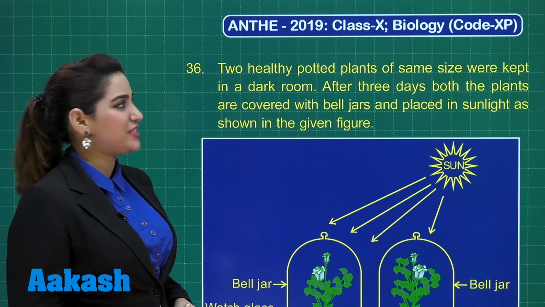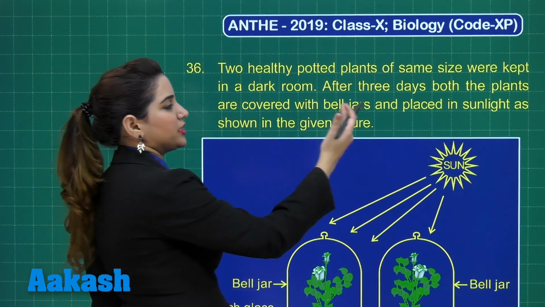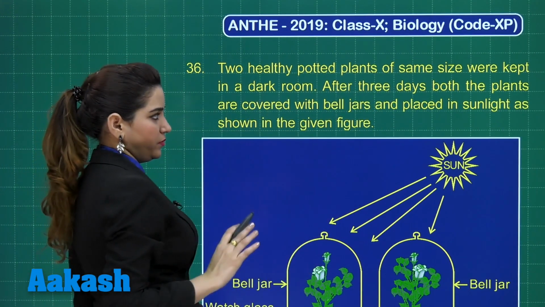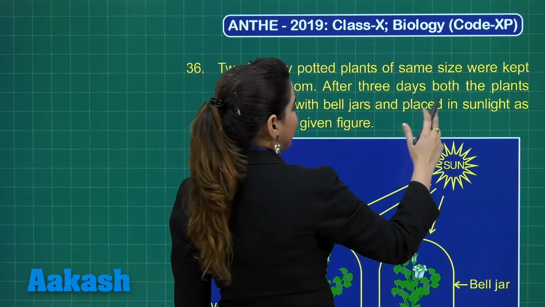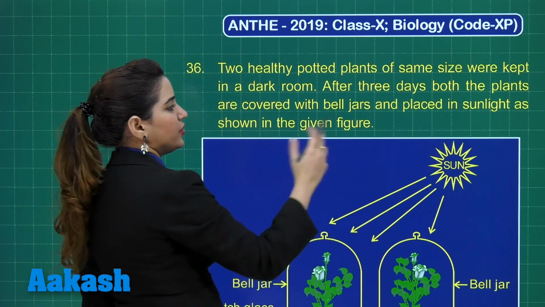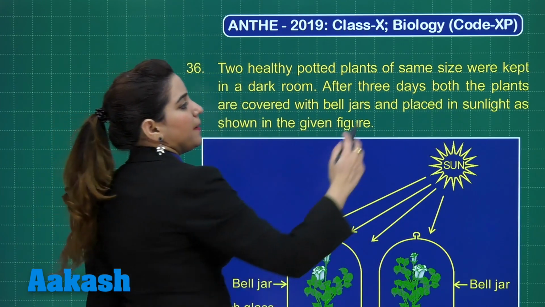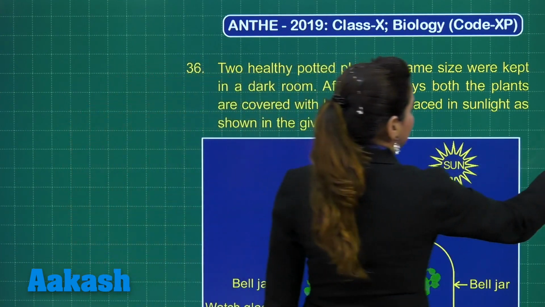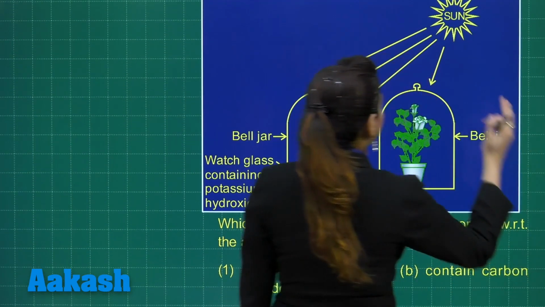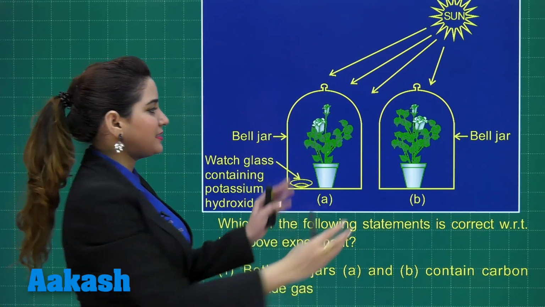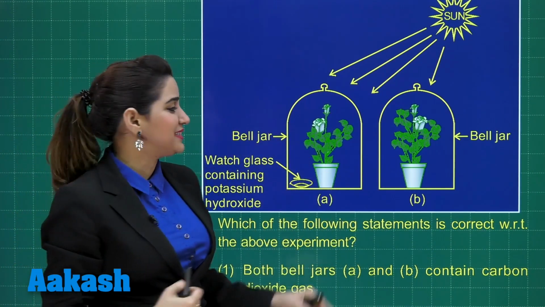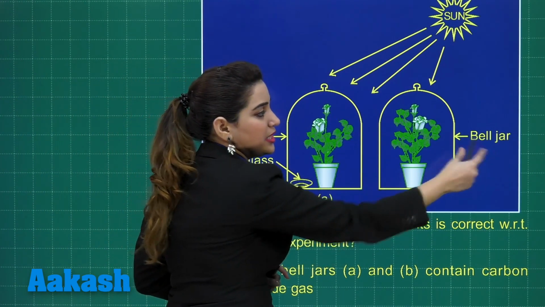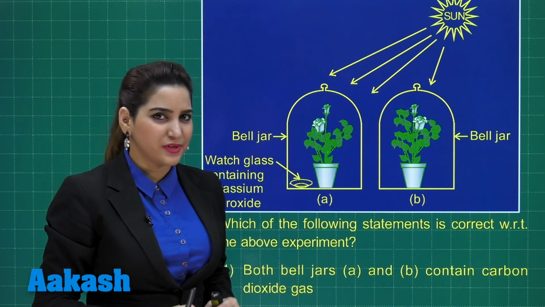It's a diagram based question. It says two healthy potted plants of same size were kept in a dark room. After 3 days, both the plants are covered with bell jars and placed in sunlight as shown in the given picture. As shown in this picture, we can see, students, this is sun giving sunlight. These are two plants of equal size, plant A, plant B, and we can see they are covered with the bell jar. Now, what is the difference here?